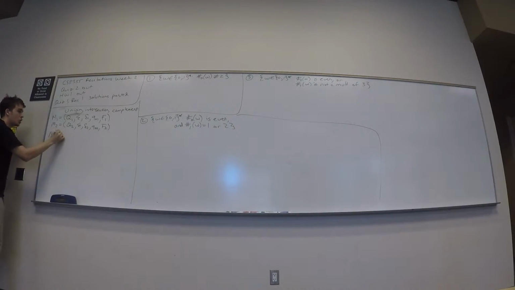So let's make a machine M. And now I've got to figure out all the 5 pieces of this machine. So what are the states going to look like? Well, I'm thinking of something about ordered pairs.